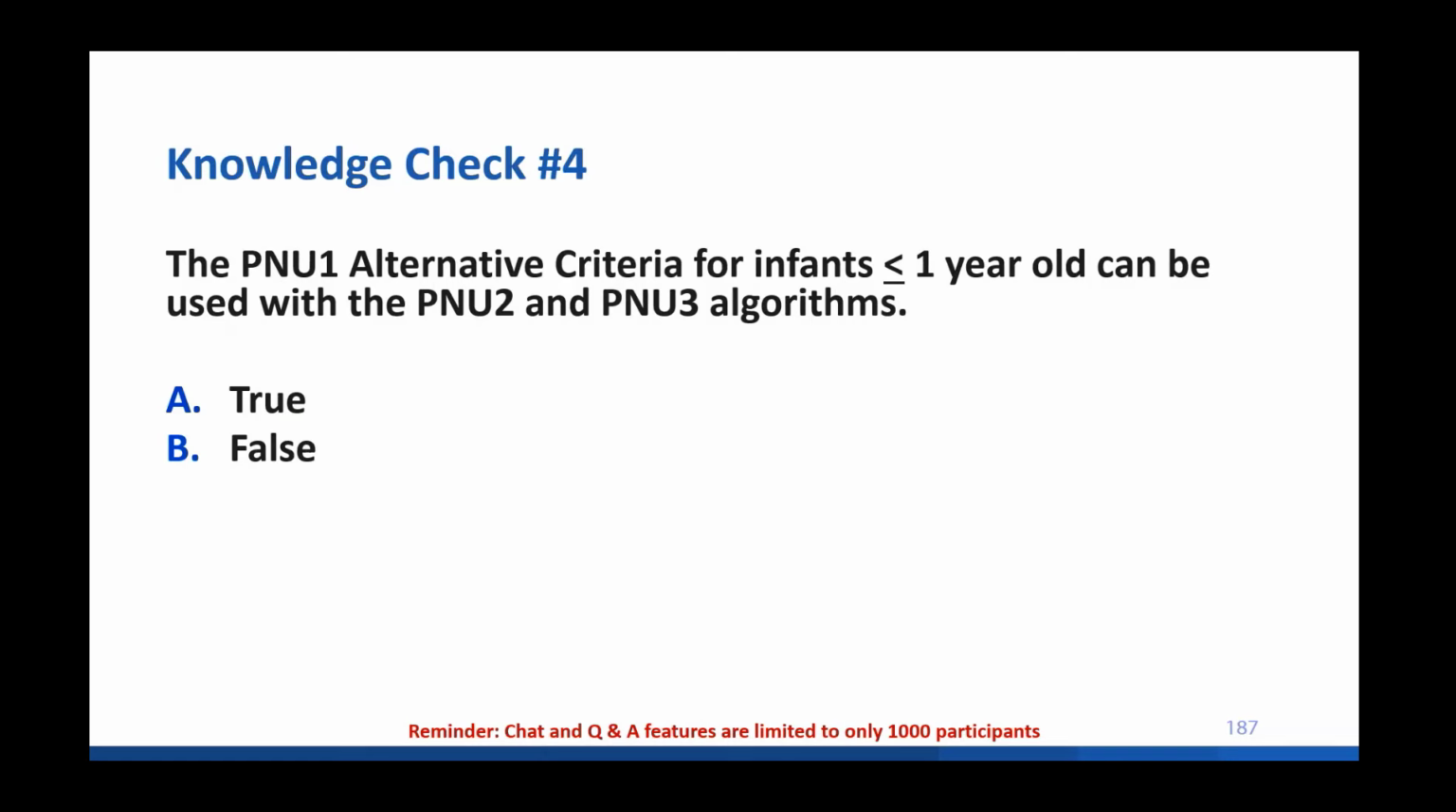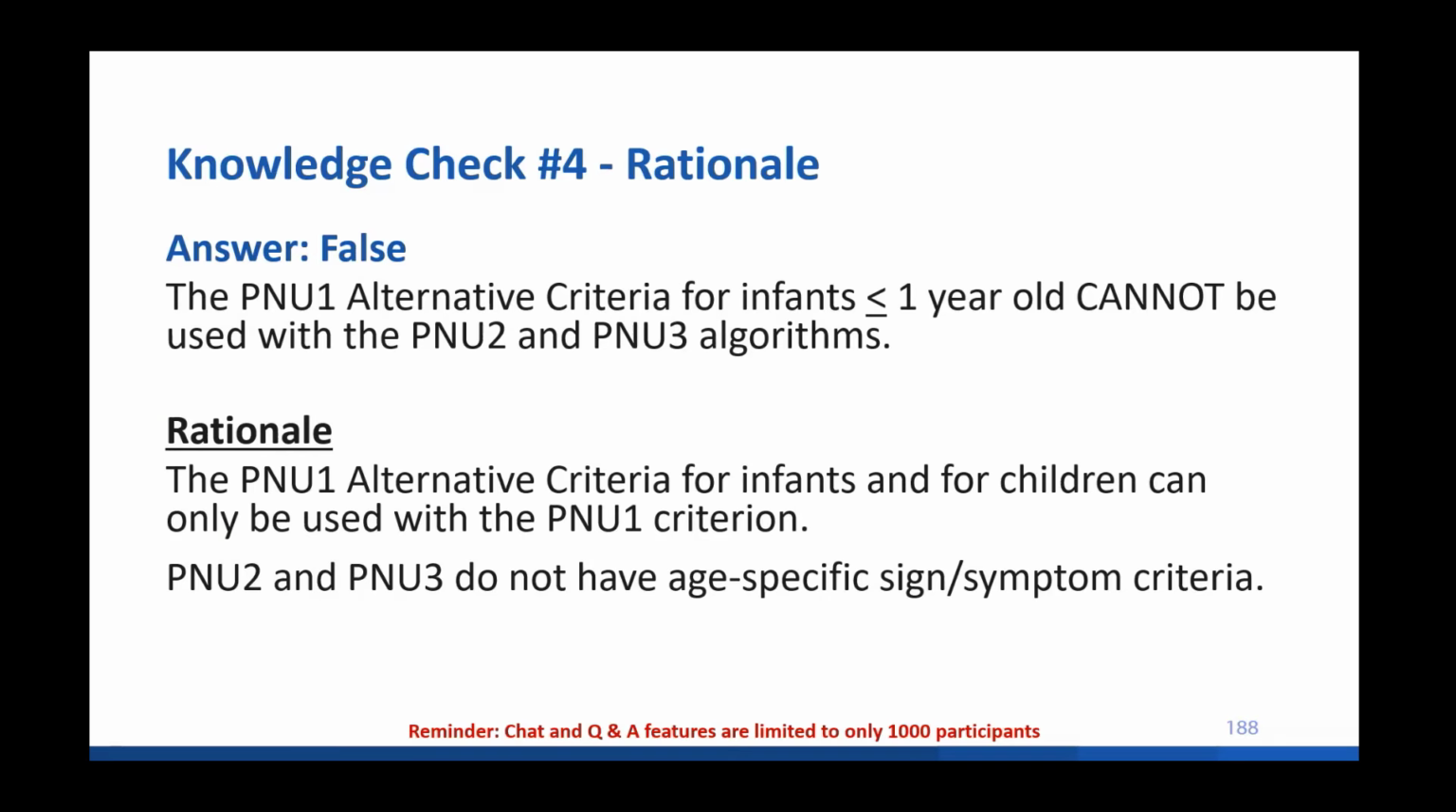Okay, Jennifer, we are seeing B overwhelmingly. Just one A so far, but all Bs. Great job. The answer is false. The Pneumonia 1 alternative criteria for infants less than or equal to 1 year old can only be used with the Pneumonia 1 algorithm. Pneumonia 2 and Pneumonia 3 do not have age-specific signs and symptoms criteria.